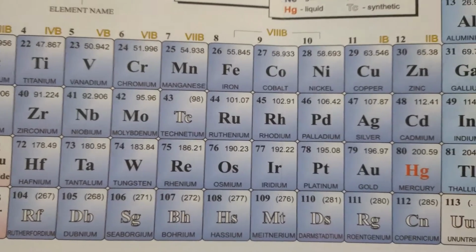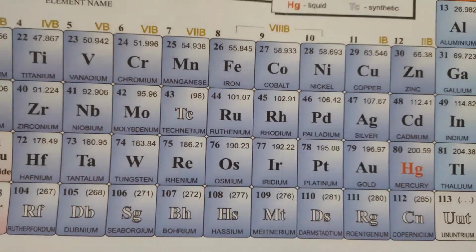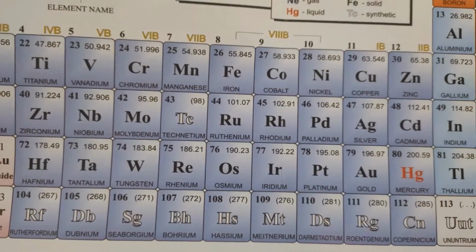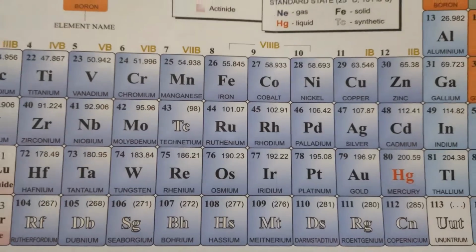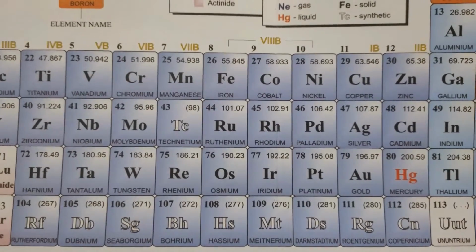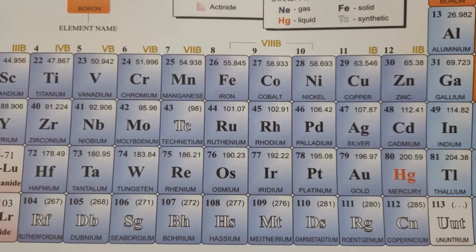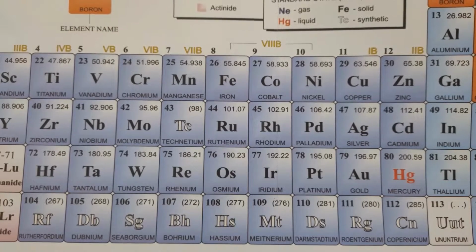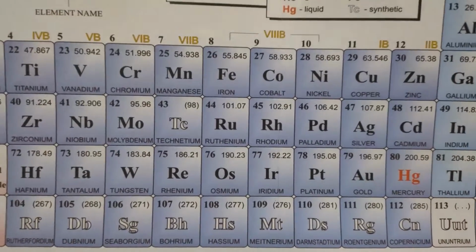Then we have cobalt. The 27th one is cobalt, and it has an atomic mass of 58.933 and it's represented by the symbol capital C and the small letter o. For the 28th one we have nickel. It has an atomic mass of 58.693 and it's represented by the symbol capital N and small I.